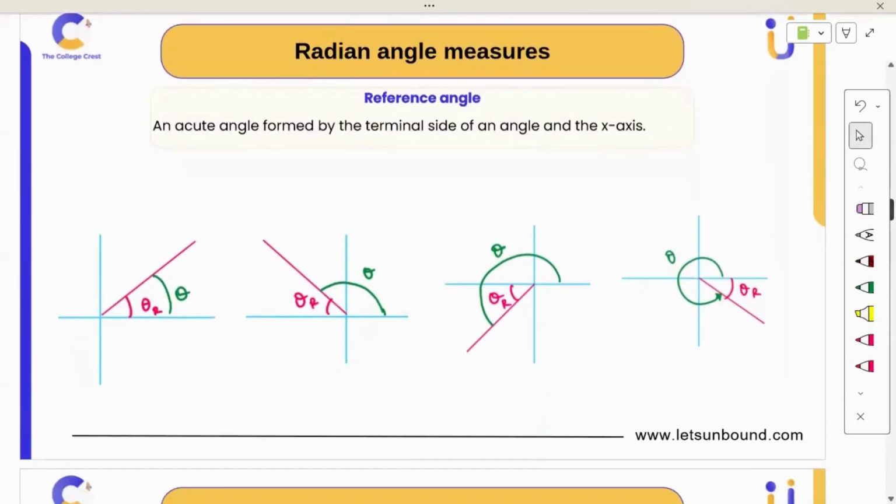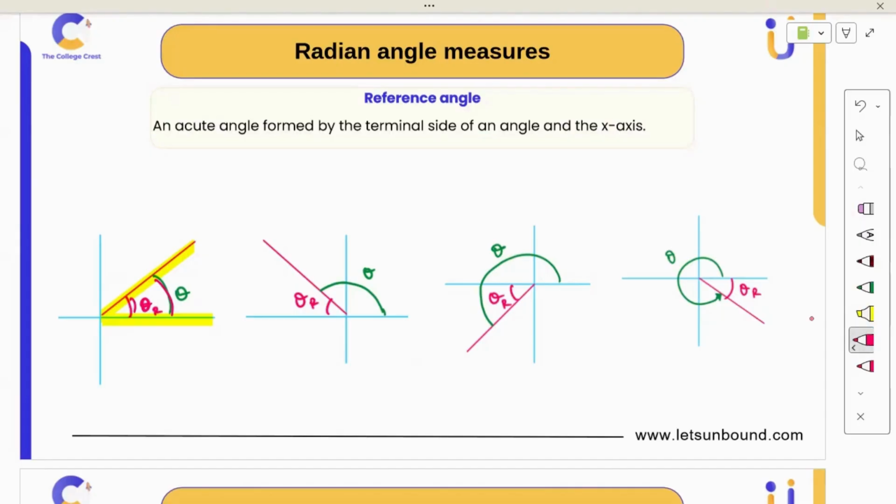Radian angle measures. So this is reference angles, which is one more important concept. An acute angle formed by the terminal side of an angle and x-axis. Acute angle. But is it only acute angle possible to us? No. Let's see how it works. So this is my initial axis. Like obviously I should start from here. And if your terminal side lies on first quadrant, then your reference angle theta r and the actual angle are same. Okay, the green is actual angle, theta r is reference angle.